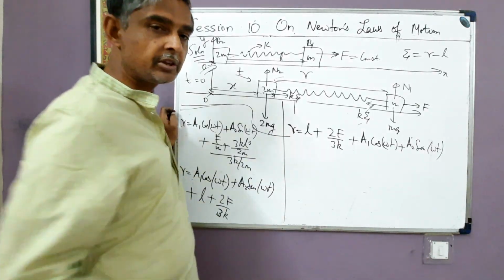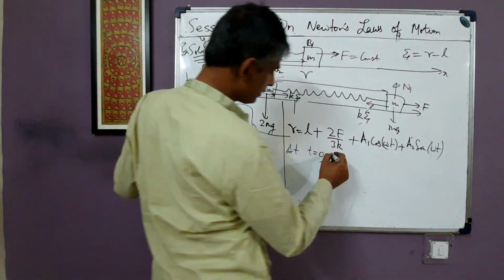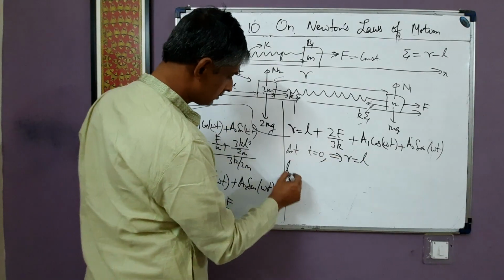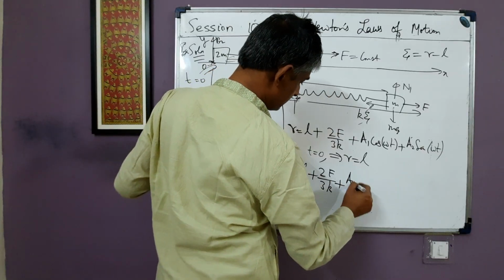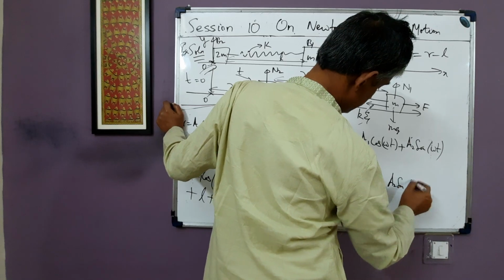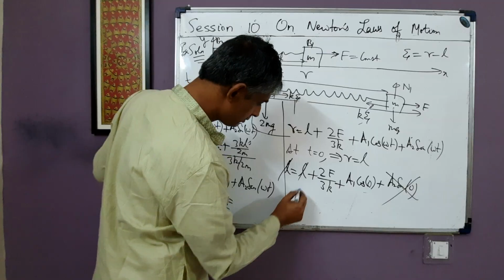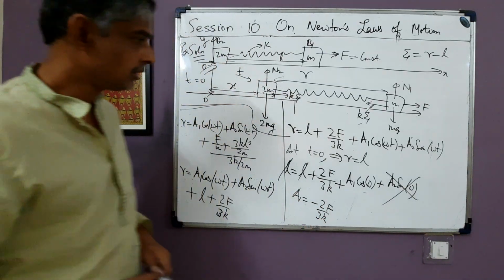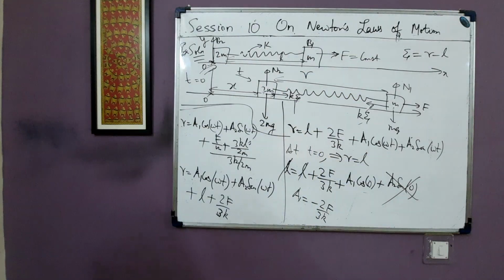R is the length of spring at arbitrary instant t. At t equal to 0, the spring is relaxed, meaning R is just equal to L. So at t equal to 0, we put R equal to L: L plus 2F by 3k plus a1 cos 0 plus a2 sin 0. A2 sin 0 becomes 0, L also goes away, cos 0 becomes 1. A1 becomes minus 2F by 3k. So a1 I have determined. Now we also have to find the value of a2.